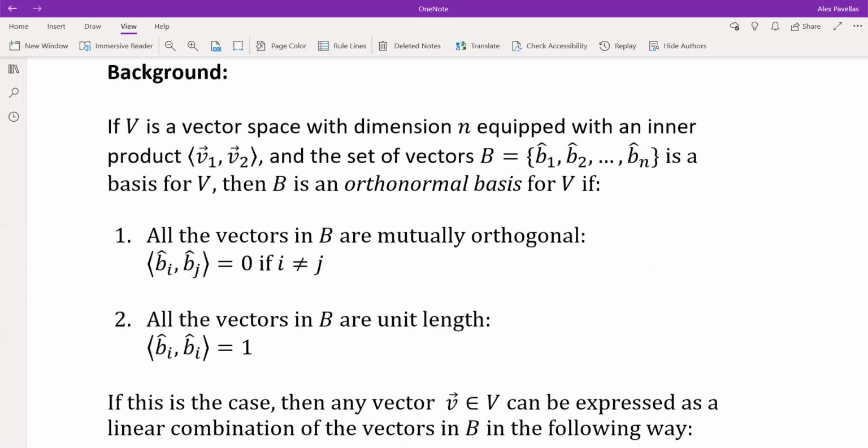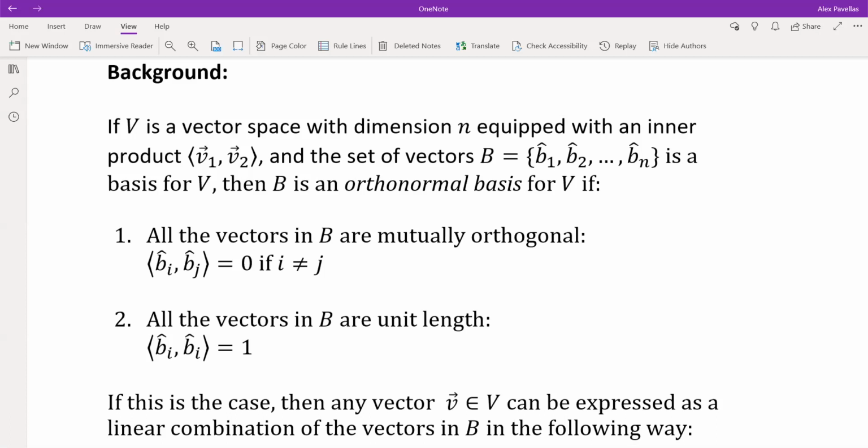The way you test for orthogonality is to dot two vectors, and if you get zero, they're orthogonal. If you don't get zero, they're not orthogonal. And two, all the vectors in B are unit length. If you take any one of those vectors in B and dot it with itself, and you get one, then it's unit length, because the dot product of a vector with itself gives you magnitude squared.